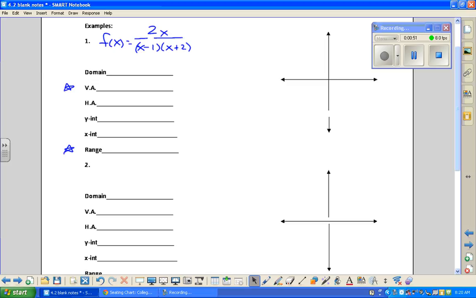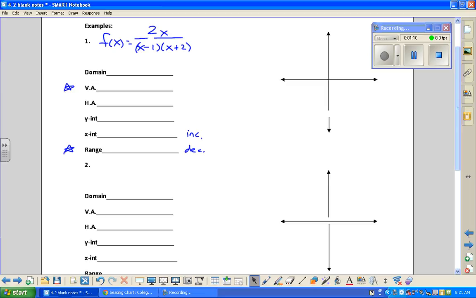Domain, vertical and horizontal asymptotes, x and y intercepts, range. We'll also want to include, does your notes have increasing and decreasing on it? Okay, we'll also want to talk about that as well. That'll be our comprehensive analysis of the graph.